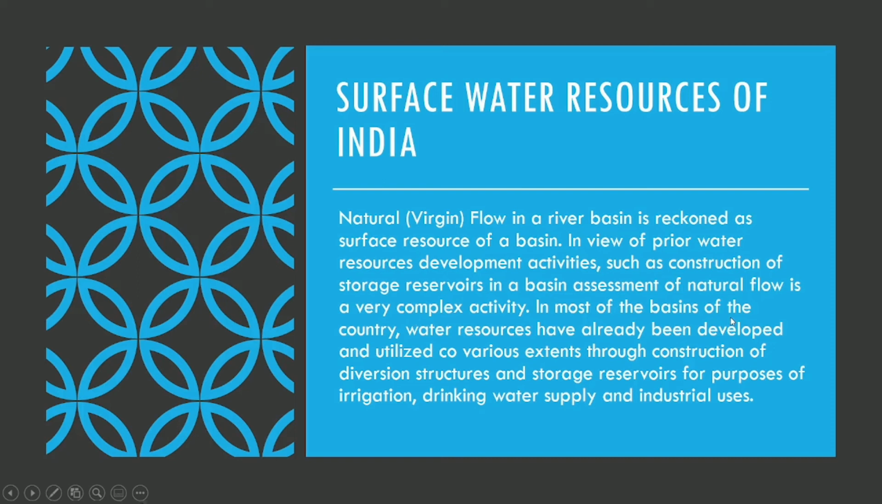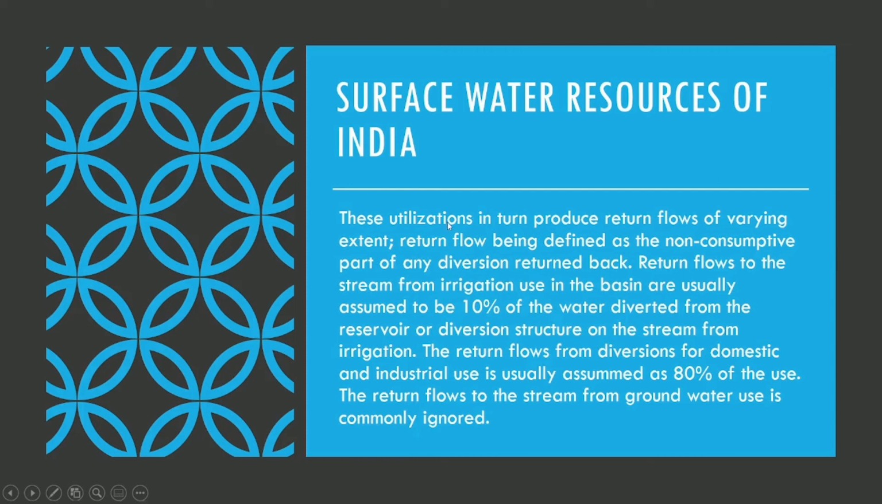In most of the basins of the country, water resources have already been developed and utilized to various extents through construction of diversion structures and storage reservoirs for purposes of irrigation, drinking water supply, and industrial uses. These utilizations in turn produce return flows of varying extent. Return flow being defined as the non-consumptive part of any diversion returned back.